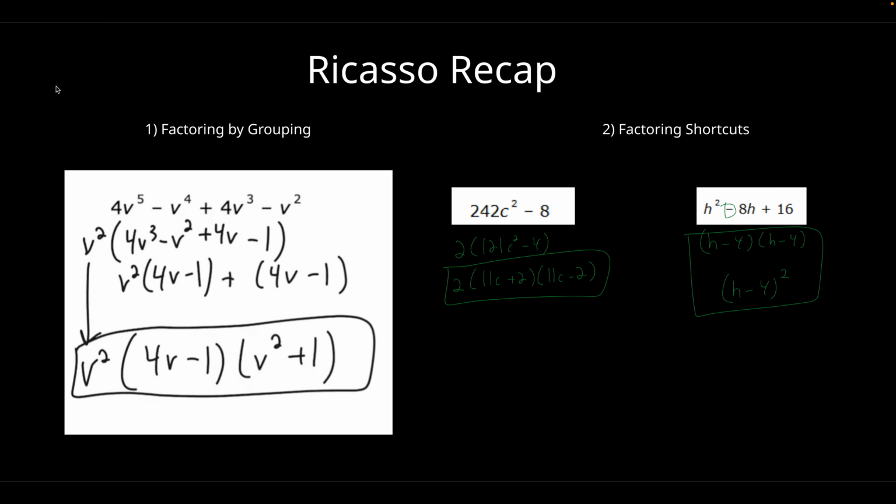For your recap, you should already know how to do factoring by grouping, and you should know factoring shortcuts like difference of squares and perfect square trinomials. If you want refreshers on these topics, I'll link videos in the description below. Please go watch those before you start this lesson. All right, new lesson starts now.